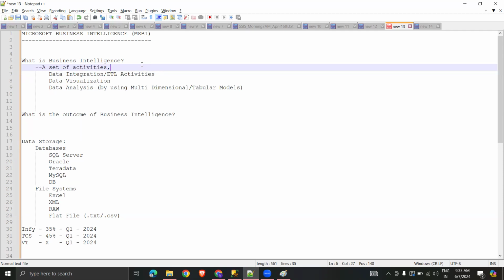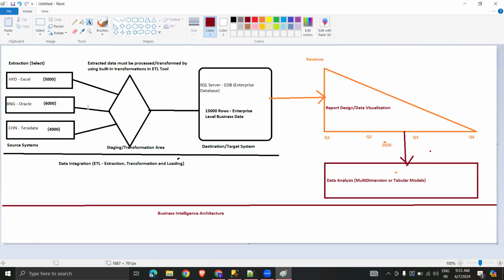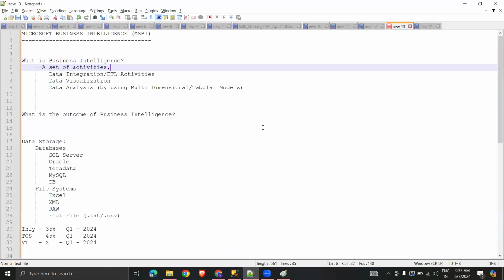Integration of the data, which is coming from multiple and different data sources, into one destination system. Once you have the enterprise level data in a database, use that for our reporting purpose, and the report data will be analyzed. Based on the analysis, you can do something. Are we good now, sir? Now you got some clarity on what business intelligence means.